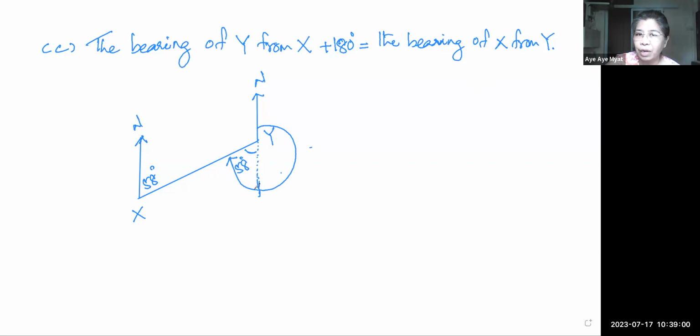58 or 180 on a straight line. Yeah, they are straight line, 180. You know who are alternate angles.